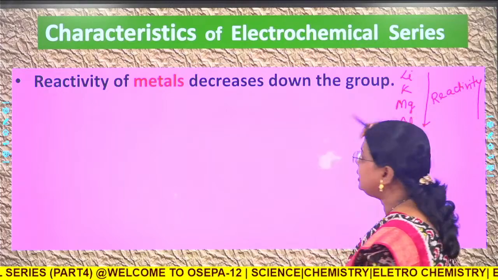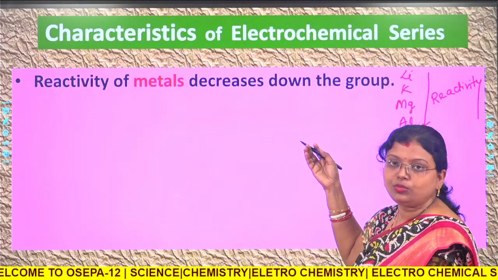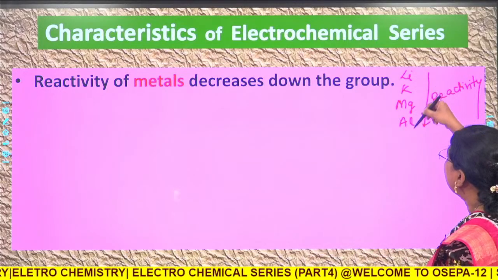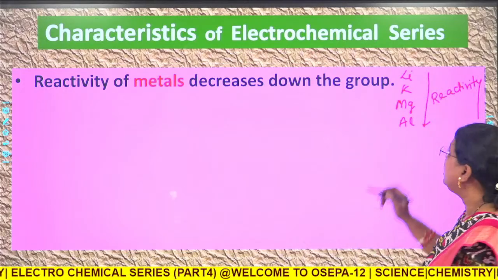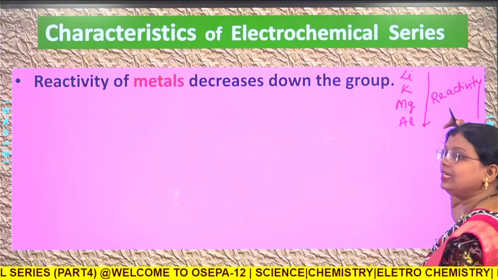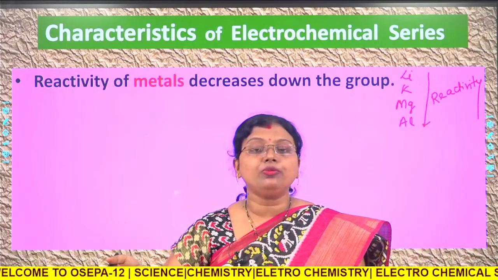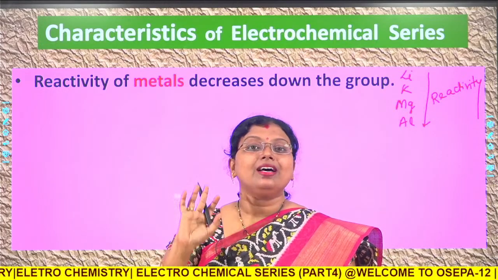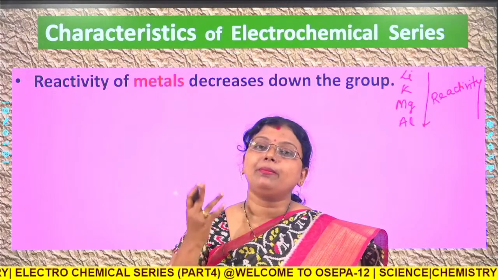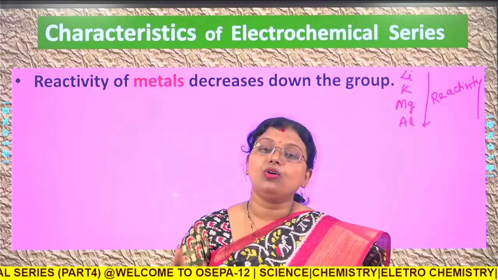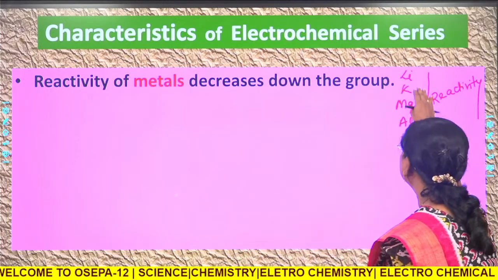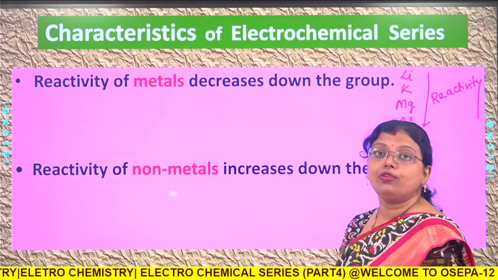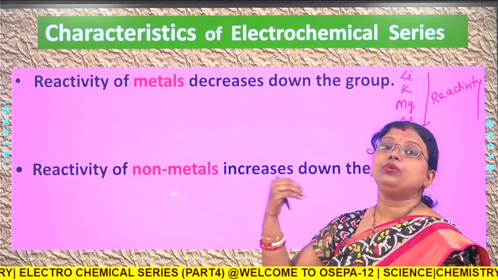So which will lose electrons easily? Among these, lithium has the tendency to lose electrons easily. That's why the reactivity will decrease when you move down the series. Because if you move like this, their tendency to undergo reduction will increase and the tendency to undergo oxidation will decrease. That's why the reactivity will decrease, because the reactivity of a metal depends upon its tendency to undergo oxidation. Then about the non-metals, the reactivity of non-metals depends upon the tendency to gain electrons.